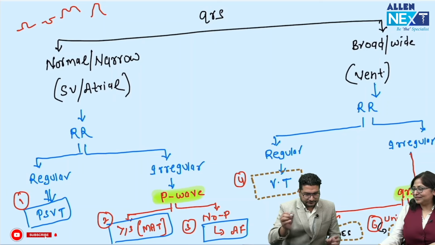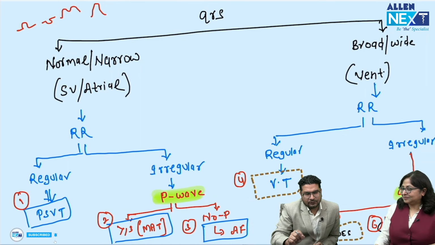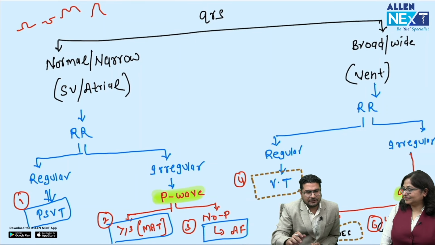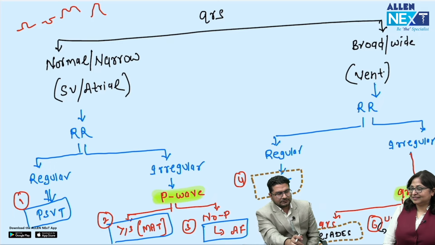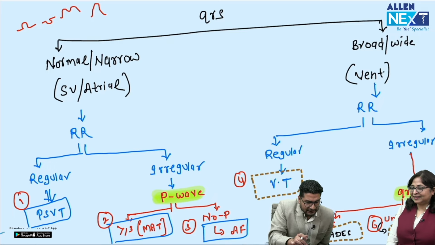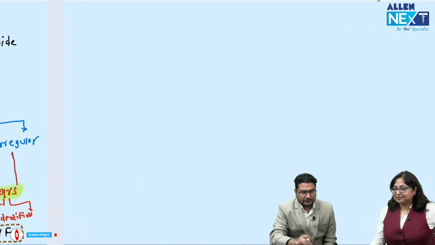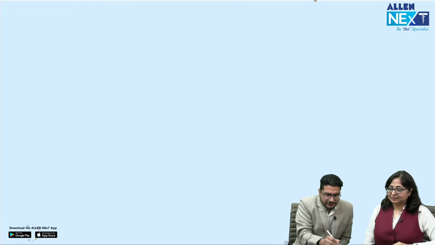But excellent algorithm, sir. So this is like a flow chart or an algorithm that you have to remember to understand different types of arrhythmias. Now they can ask you a little information about each of these. So starting with the first one, this is your PSVT.